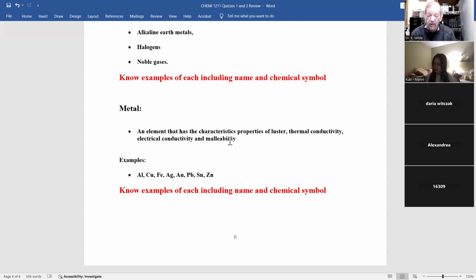And finally, a new word to learn, malleability. That means you can pound it and make it real thin. How many of you have ever seen gold leaf? That's very thin gold foil. And some examples you should know by chemical symbol and name: aluminum, Al, copper, iron, Fe, silver, Ag, gold, Au, lead, Pb, tin, Sn, and zinc, Zn. And those are all metals.